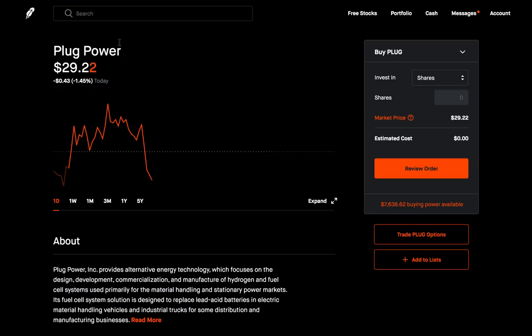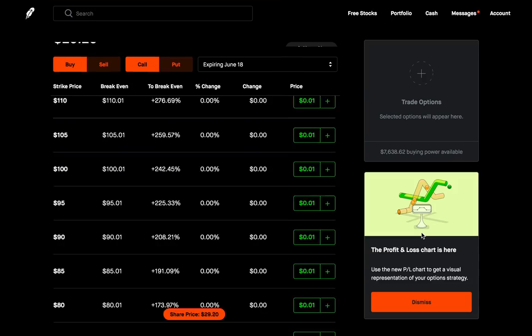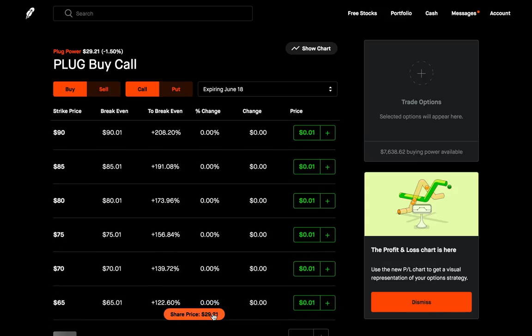Now, this is definitely not the best stock to use for this strategy. Plug Power is more volatile than you'd want it to be. But again, just to get you going with how the setup works, and to show you an example here, I'm going to go over to the options for Plug Power. So here's what we're going to do.